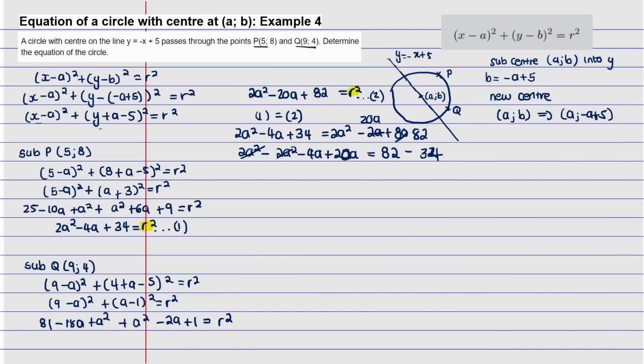These are going to cancel out. Then you're going to have negative 4 plus 20, which gives you 16. A is equal to 82 minus 34, which is going to give you what?